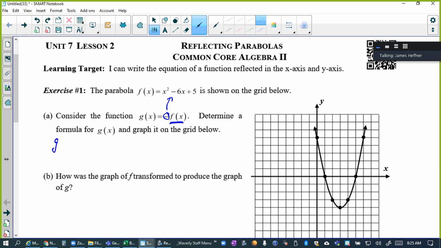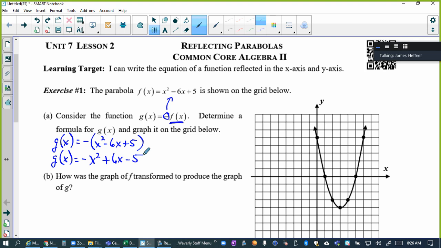So g of x would be negative parentheses, right? What's f of x? This x squared minus 6x plus 5. Okay? Now let's go ahead and distribute through that negative. Of course, you know it's a negative 1 outside the parentheses, right? So g of x will equal negative x squared, plus 6x, minus 5, right? So you effectively just change the sign of everything when you multiply through by a negative, okay?